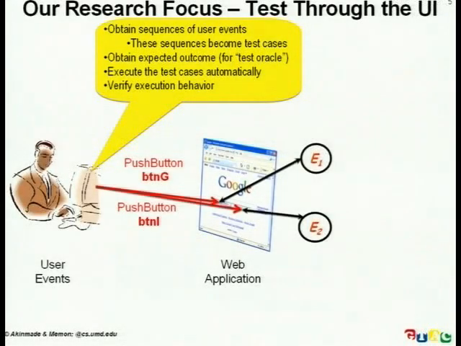All right? The application that I showed you, the United Airlines application, is reasonably straightforward. Think about something like Google Maps, where we are moving things around, zooming in, zooming out. The events that a user can perform on something like Google Maps are extremely complex. How do we do automated testing of that kind of application through the UI?